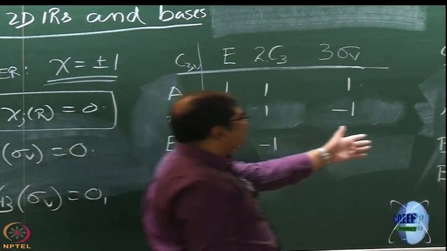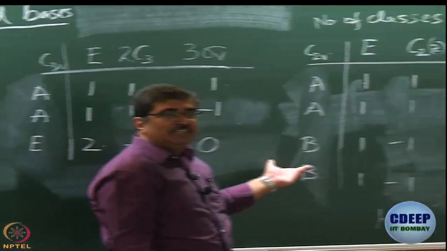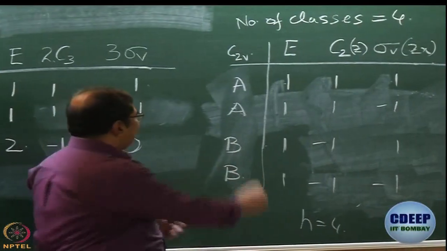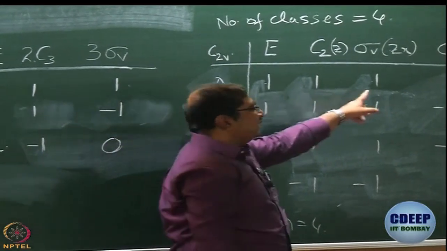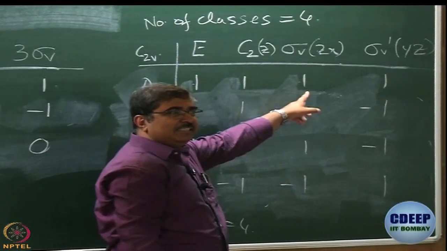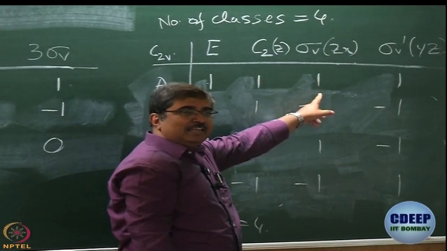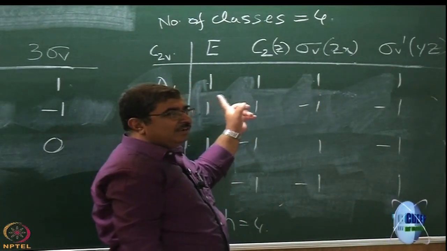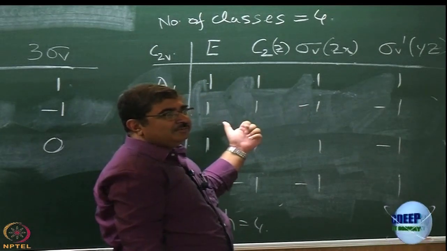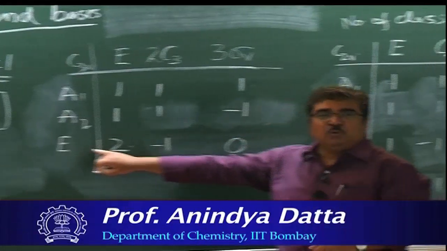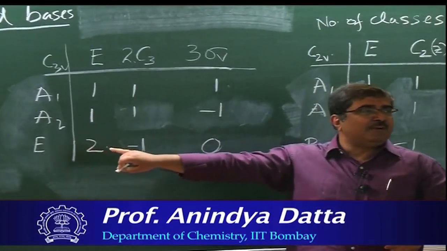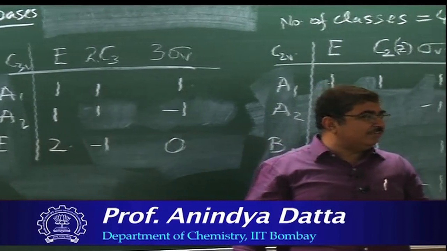But see, this is not a happy situation. I have two A's and two B's. How do I differentiate? So, I call this A1, A2, B1, B2. On the basis of the next symmetry operation that is there, the plane, if it is symmetric with respect to that, you call it A1, if it is antisymmetric, call it A2. So, here also this will be A1, A2. Here no further number is required for E because there is only one E, alright.